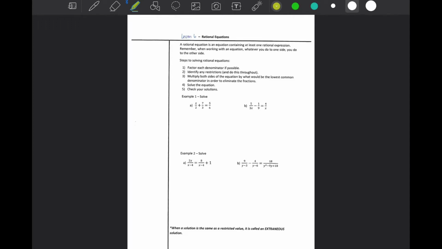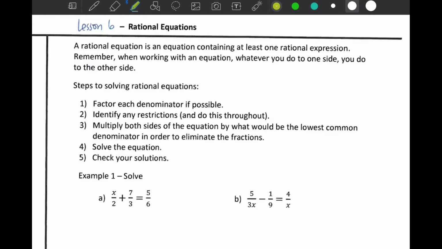Lesson 6. Rational Equations. A rational equation is an equation containing at least one rational expression. Remember, when working with an equation, whatever you do on one side, you do on the other side as well. Step 2, solving rational equations.